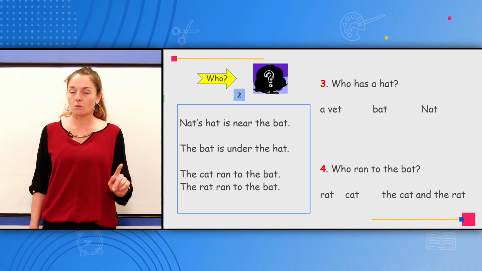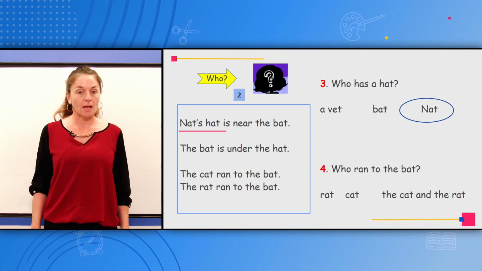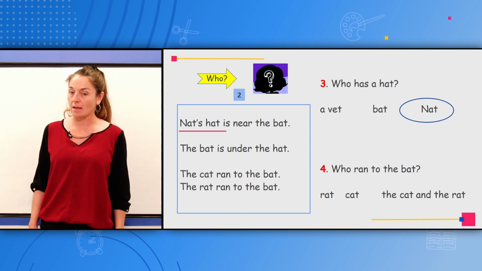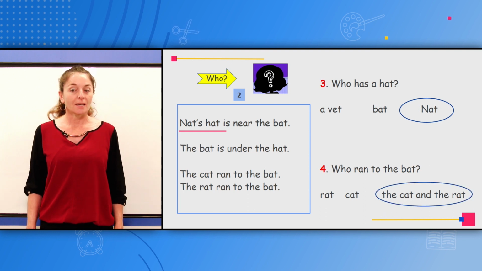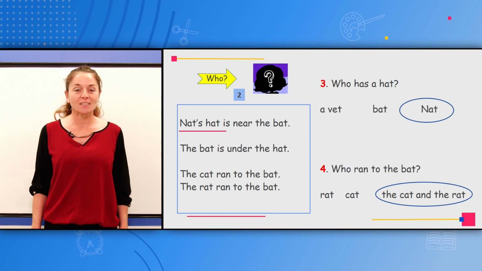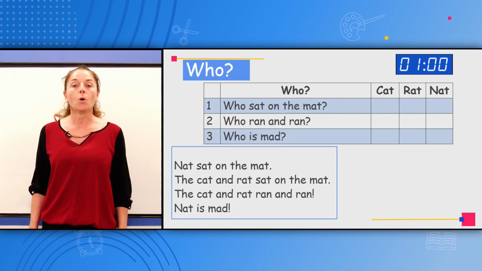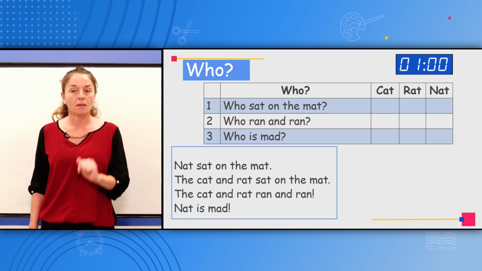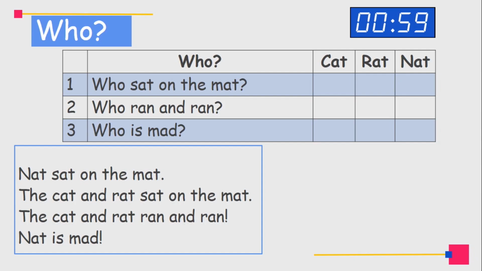Let's check ourselves. Who has a hat? Look in the text. Who? Nat. Now Nat has a hat. Nat's hat is near the bat. Who ran to the bat? Who? The cat and rat ran to help the bat. You remember? Yes, and it's here in the text. Super. Who sat on the mat? Now you need to tick. Cat, rat, or Nat? Please begin.